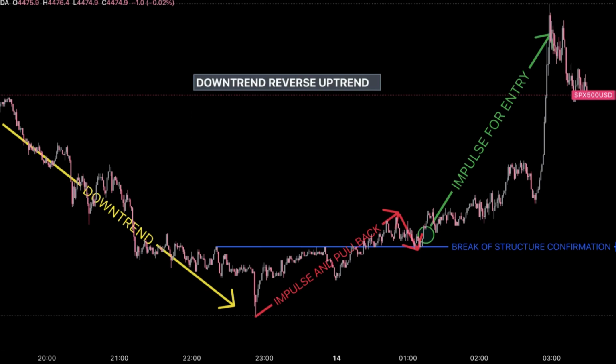Here is an example of the optimal reversal in the market. Downtrend reversed to uptrend. In yellow is the downtrend. In red is the impulse and pullback. In green is the impulse for entry. The blue is where the downtrend's last lower high is met with the now uptrend pullback to confirm the structure being broken. The optimal reversal for market entry.